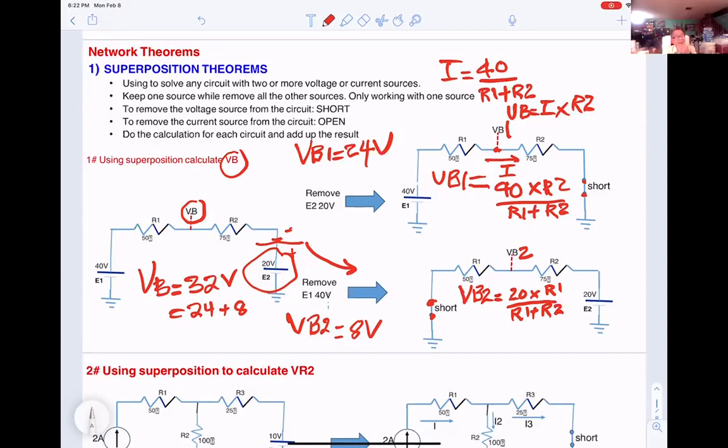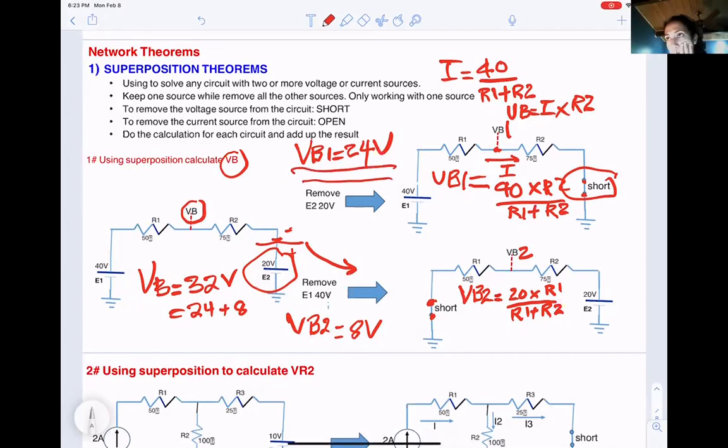Okay, now what I'm saying is, for this to solve the problem, you have to remove the source one at a time, right? That's the first step. You remove the voltage source, sort it out. Then you calculate for only one source. So the first thing, I removed 20 volt right here. I sort it out. So I do a calculation with 40 volt source. I get 24 volt. Any question on this thing?